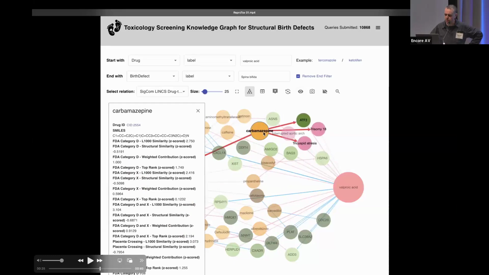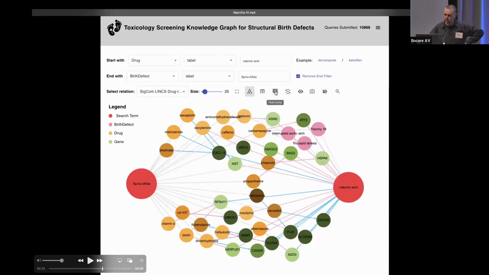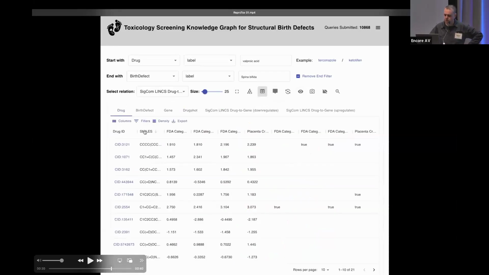And you can also, of course, retrieve the information upon which this information has been based, and you can also extract tables for further analysis and verification.